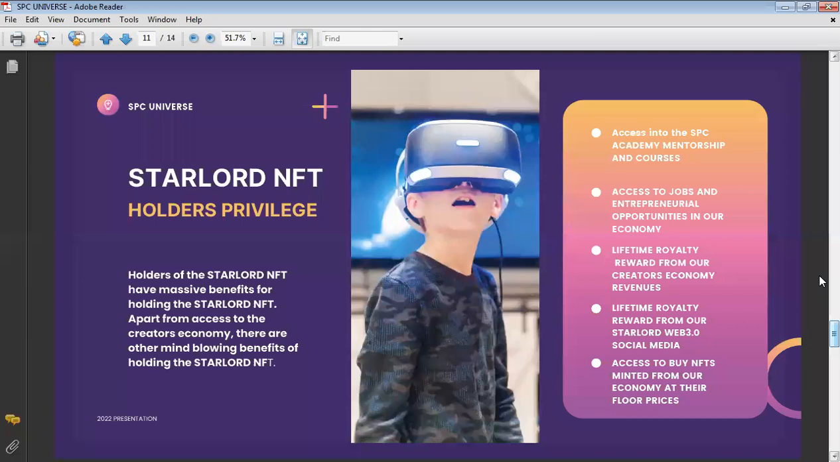These are high-paying skills. So even if you just want to be around the SPC Universe ecosystem, awesome. But these are high-paying skills, and it gets more interesting. Pay attention. Access to jobs and entrepreneurial opportunities in our economy. Access to entrepreneurial opportunities and access to jobs in our economy.